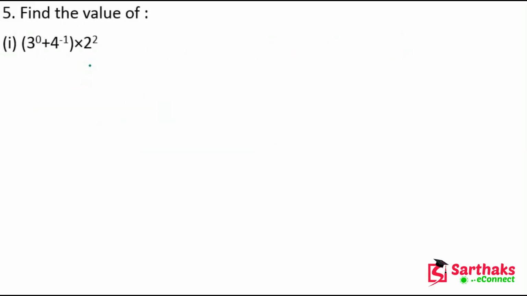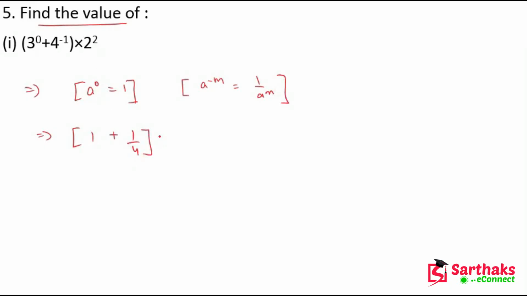Yes, now next is find the value of this problem. First of all, we know that a raised to power 0 is 1, so 3 raised to power 0 is 1. So here we have 1 plus 4 raised to power minus 1, and a raised to power minus m is 1 upon a raised to power m. So this is 1 upon 4, and it is multiplied by 2 raised to power 2.